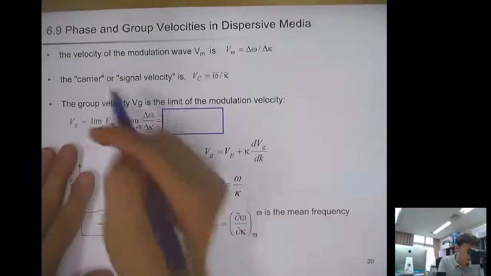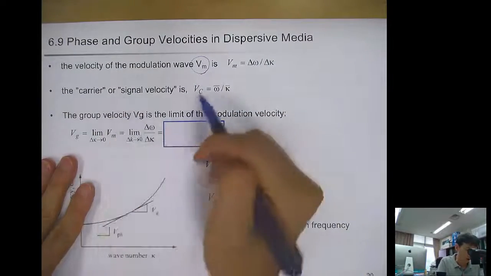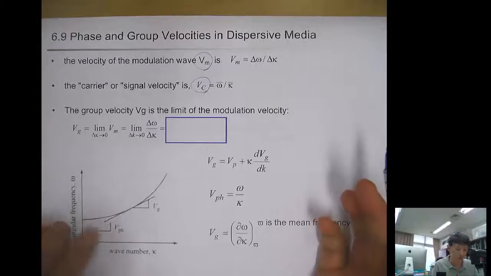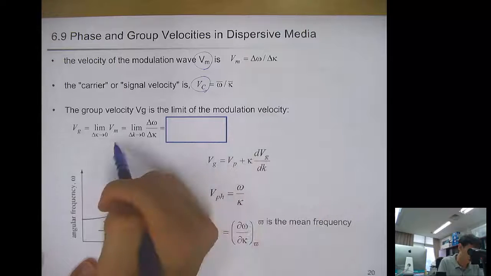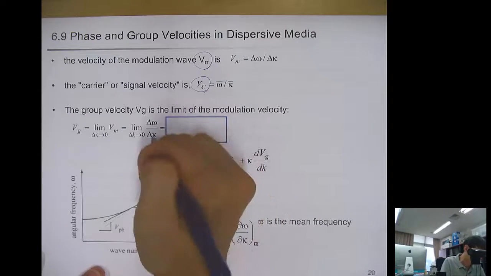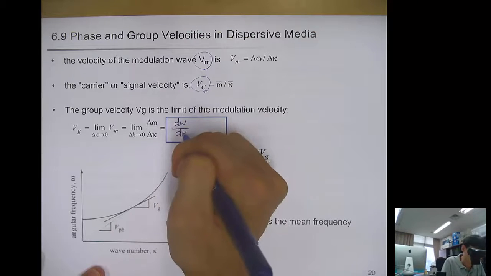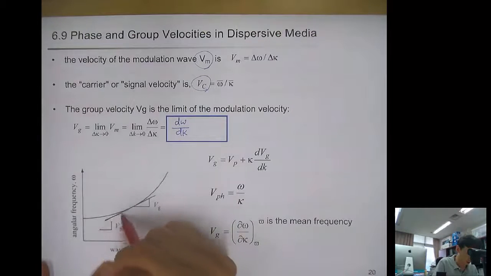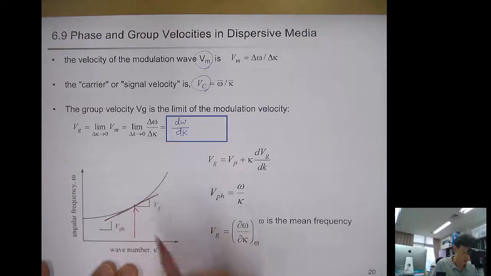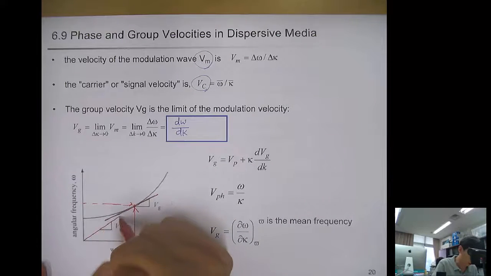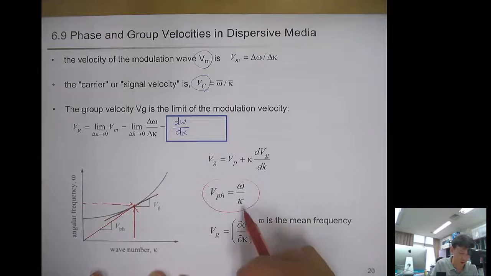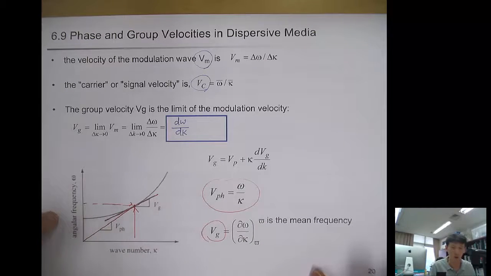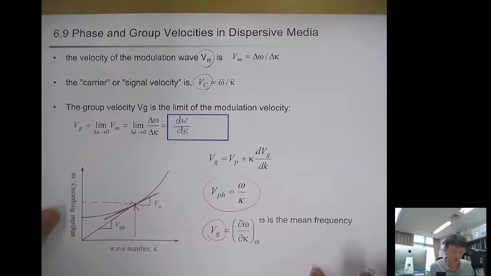So the velocity of the modulation wave, I said this is the Vm, and carrier is Vc. Carrier means that it's a higher frequency content. Then here the group velocity is the limit of the modulation velocity. So as the wave number goes to 0, this becomes d omega over d kappa. So here you can see that group velocity is the tangent at a certain wave number or at a certain frequency, while the phase velocity is just the secant to that point. So phase velocity is omega over kappa, and group velocity is partial omega over partial k.